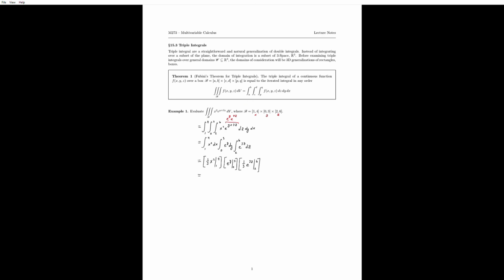And if you evaluate all those, you will get the monstrosity that is 7 times (e cubed minus 1) times (e to the 18 minus e to the 6), just evaluating all of those. Each one of these is a Calc 1 integral, so fairly accessible.